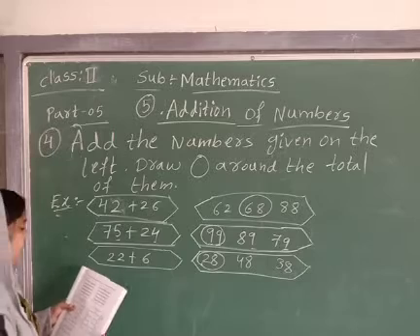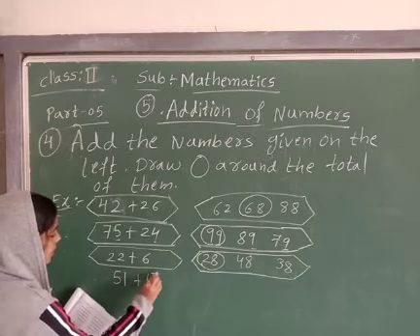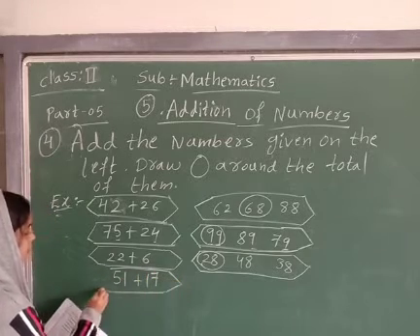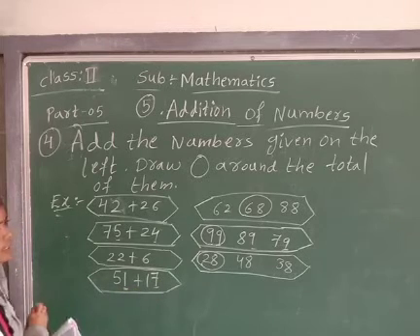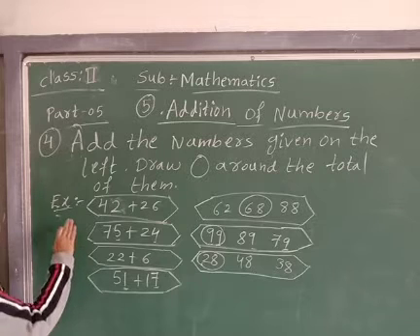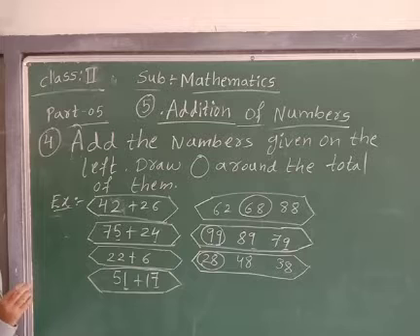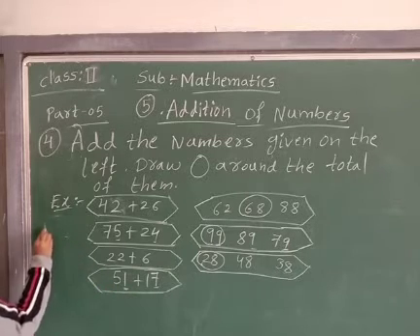Okay, next one, children. 51 plus 17. Here 1, here 7. If you don't know, you keep lines, you take sticks. Whatever you are having in your home, you take and count it. Okay, here 1, 7. So you keep lines also.